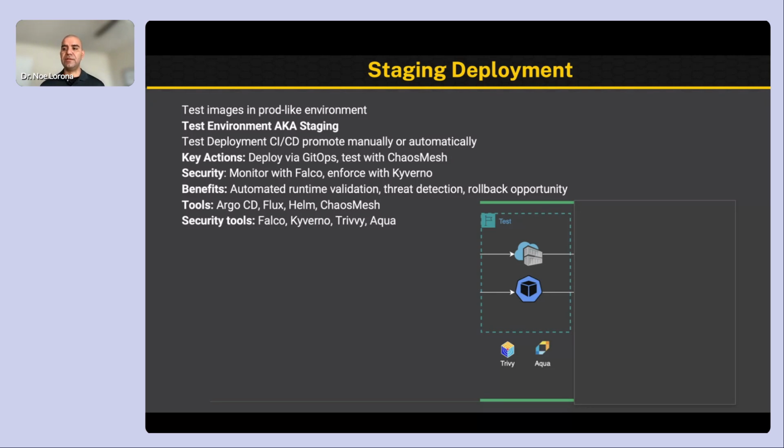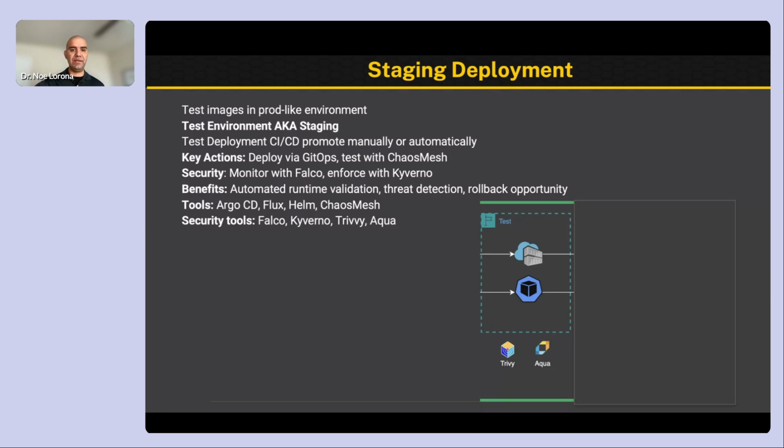Unlike Dev, staging is a good place to enable blocking rules so that the issues get caught here rather than in prod. The benefits are automated runtime validation, an opportunity for rollback, because if you're going to roll back, this will probably be a good way to do it, and the ability to identify threats before production.